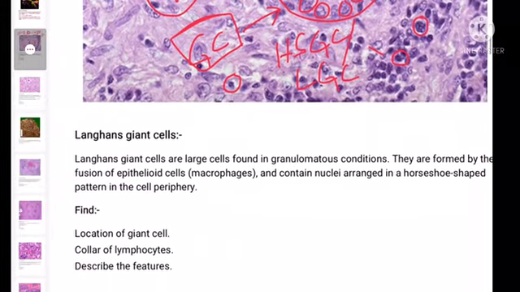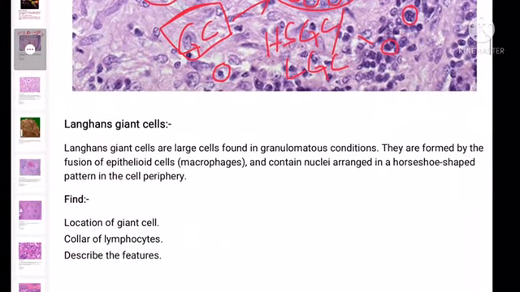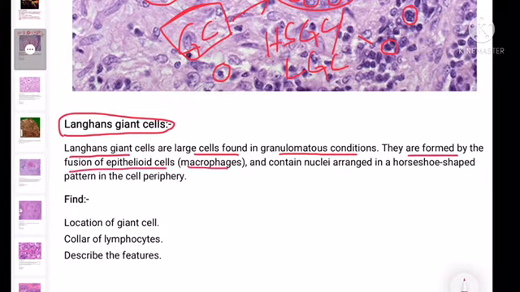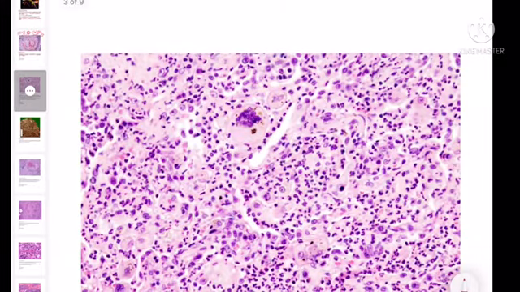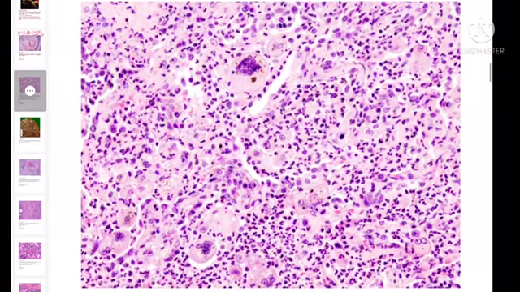So if you go for the description, then it is a Langerhans giant cell. Langerhans giant cells are large cells found in granulomatous conditions. They are formed by the fusion of epithelioid or macrophage cells and contain nuclei arranged in a horseshoe-shaped pattern in the cell periphery. So this is something about the Langerhans giant cell.